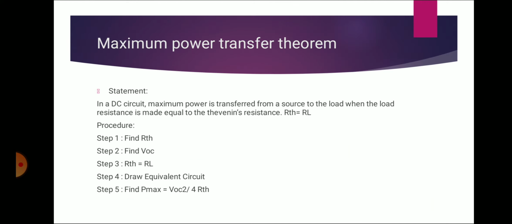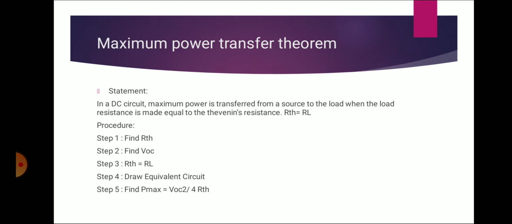The statement is, in a DC circuit, the maximum power is transferred from a source to the load when the load resistance is made equal to the resistance of the network as viewed from the load terminals, with the load removed and all the sources replaced by their internal resistance.